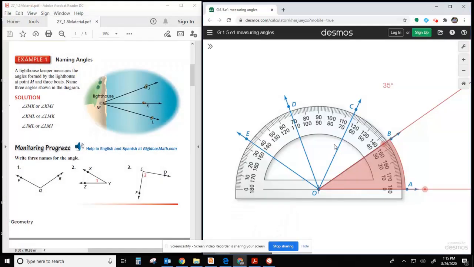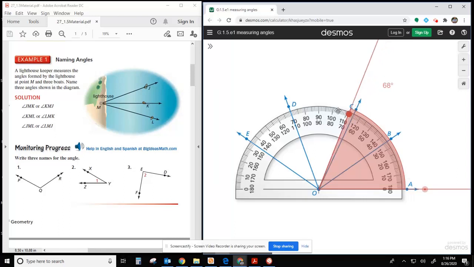Okay, so to bring some of these back up, just listen to my voice for a second. You don't have to write, just listen. This would be angle AOC. 65 degrees is the measure of the inside of it. You could also call it angle COA. This is an acute angle because it is less than 90 degrees.